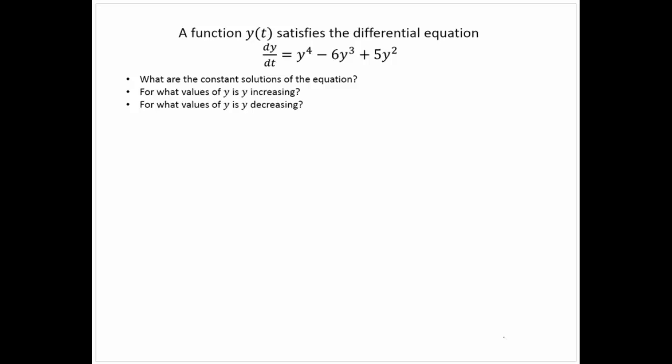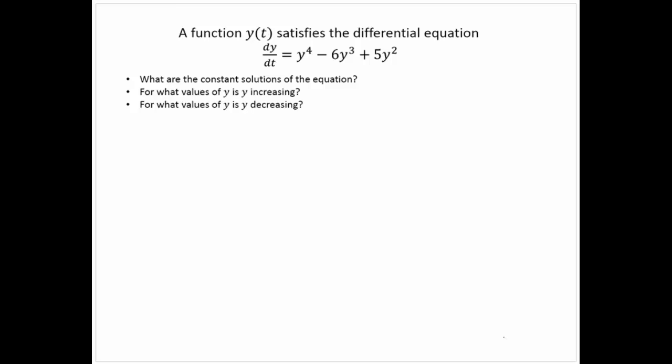Suppose a function y of t satisfies the differential equation dy/dt is equal to y to the fourth minus 6y cubed plus 5y squared. And we're asked several questions. What are the constant solutions of the equation? For what values of y is y increasing? And for what values of y is y decreasing?